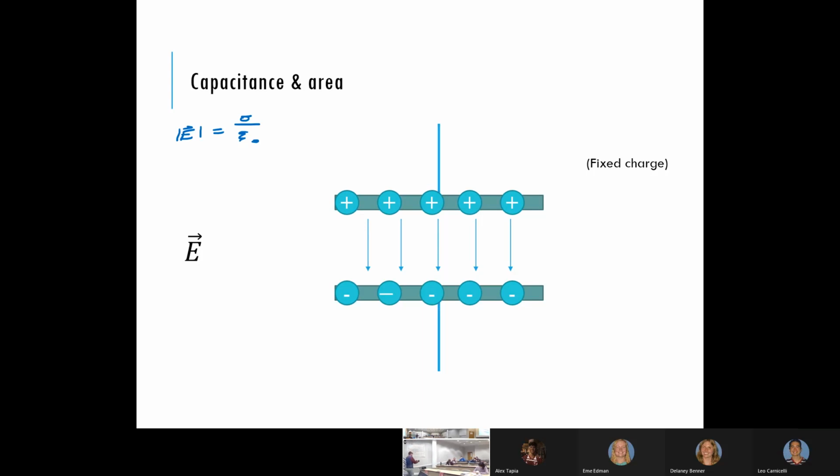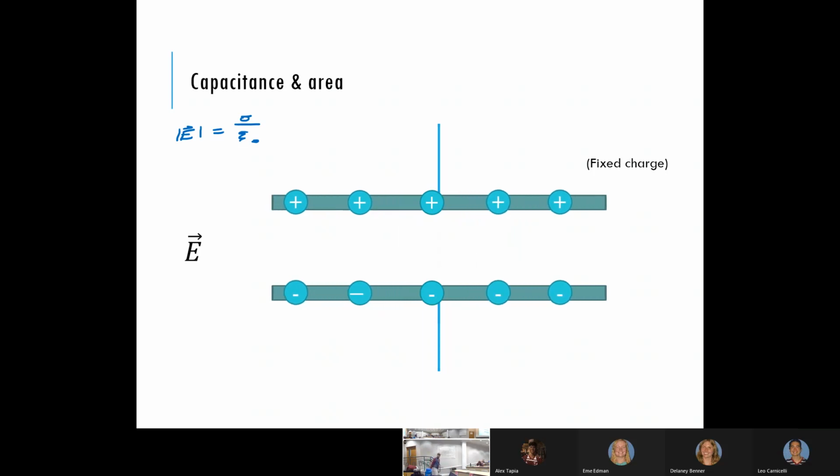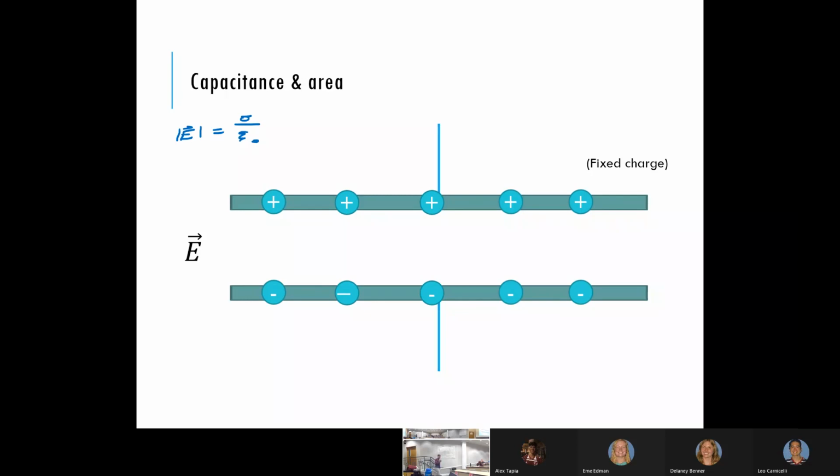Well, first of all, if I make the plates larger in area, what have I done to the surface charge density, the charge per unit area, if I increase the area? I've decreased it, right? There's a fixed amount of charge on there. It's very important I disconnect the battery or whatever I'm using to charge up these things. So if I increase the area, I have decreased the charge per area.